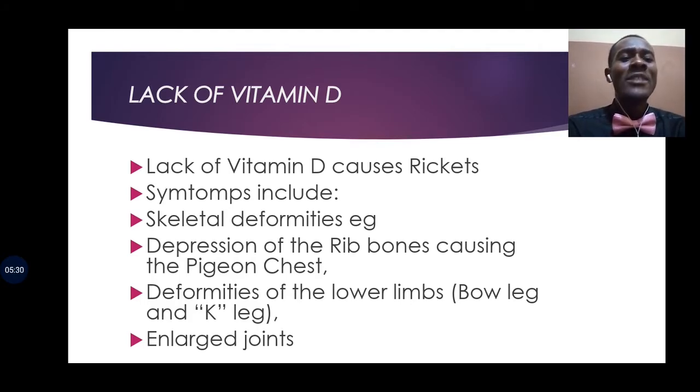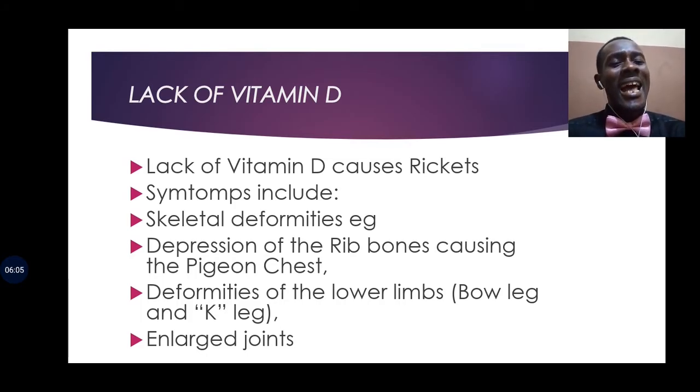The next one is deformity of the lower limbs. The lower limbs, talking about the legs, are going to deform, and because of the weight of the body, either the bone goes into a bow-shaped leg or a K-shaped leg. That is another deformity that can occur. And if care is not taken, it can be permanent as the child grows up. But early treatment can correct it. And so deformities of the lower limb, the bow leg and the K leg, are part of the symptoms of lack of vitamin D.